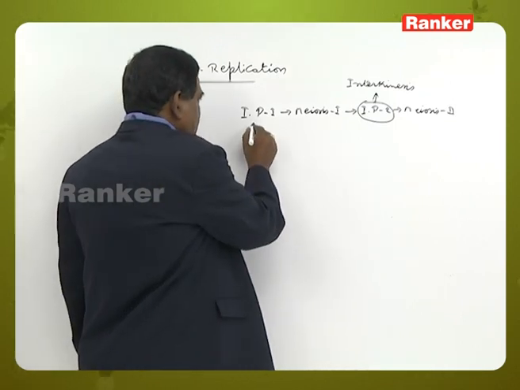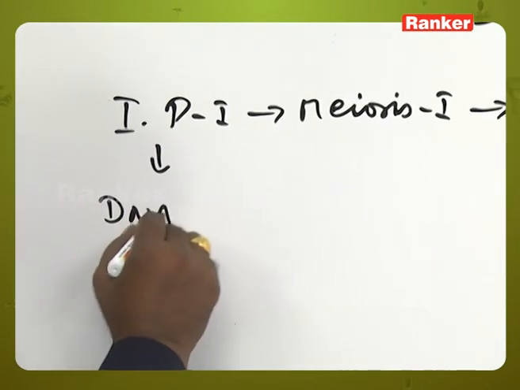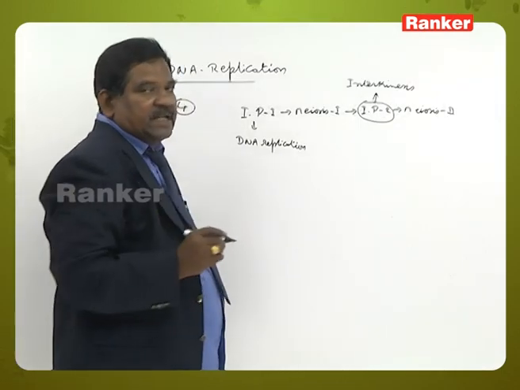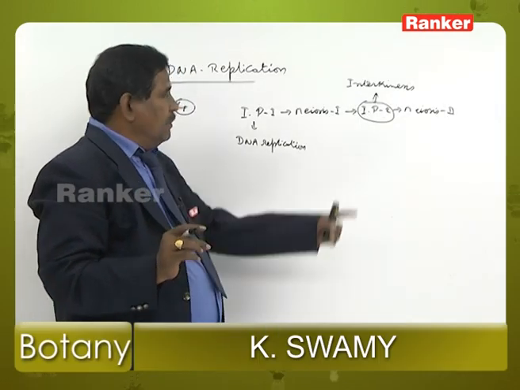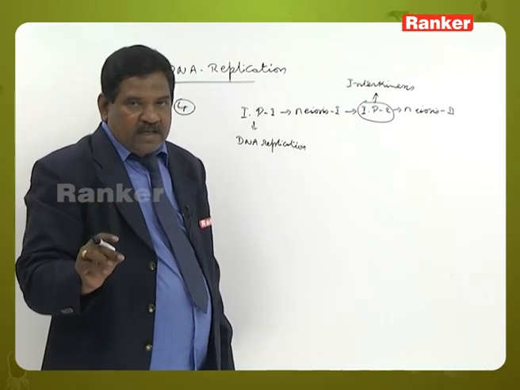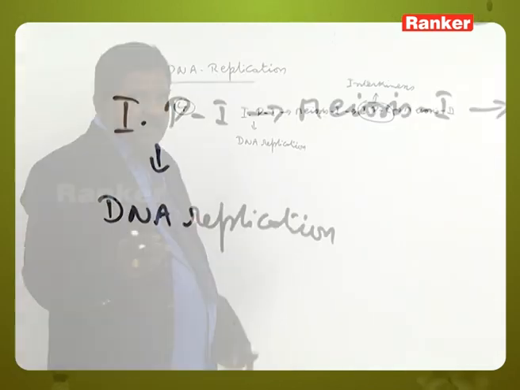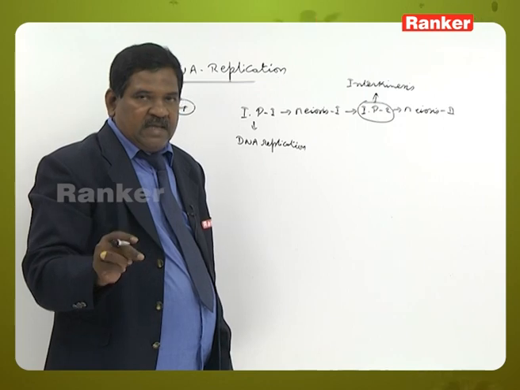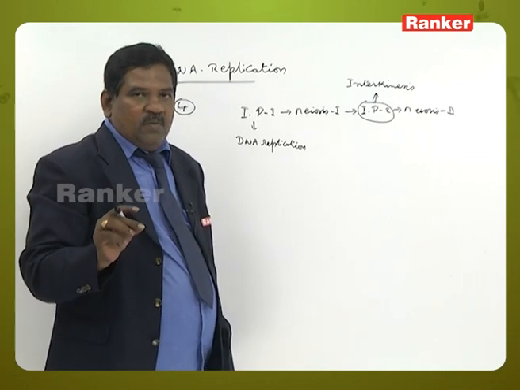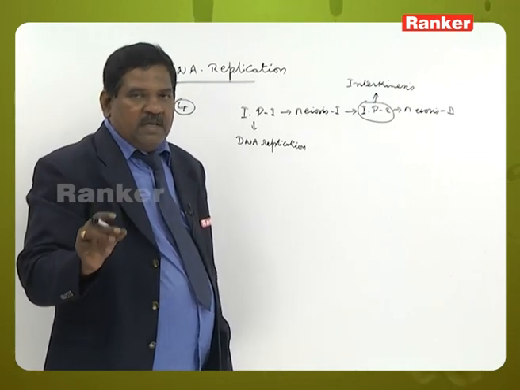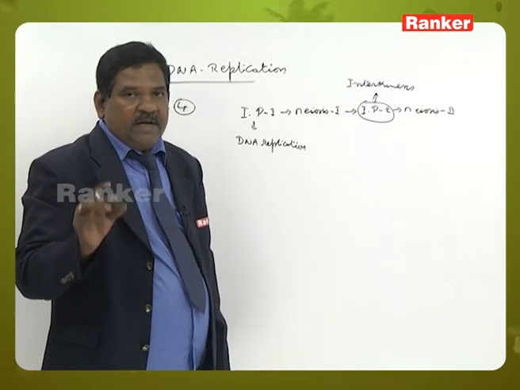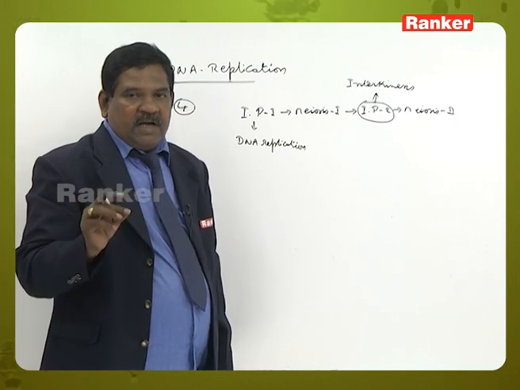DNA replication occurs in interphase I only. But in interphase II or interkinesis, only G1 and G2 phases occur. S phase is absent. In interphase I, there is G1 phase, next S phase, and then G2 phase. All three phases are present, but in interkinesis, only G1 and G2 phases are present, S phase is absent. So overall in meiosis, DNA replication occurs only once.